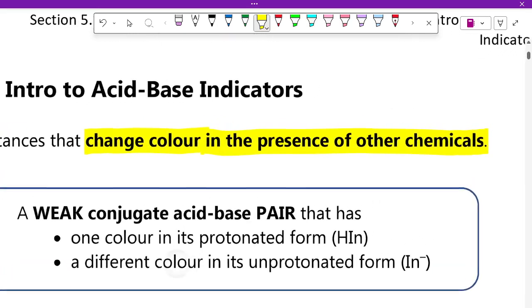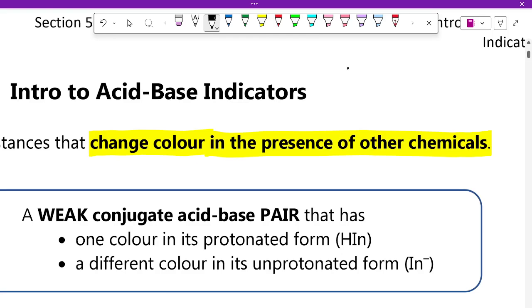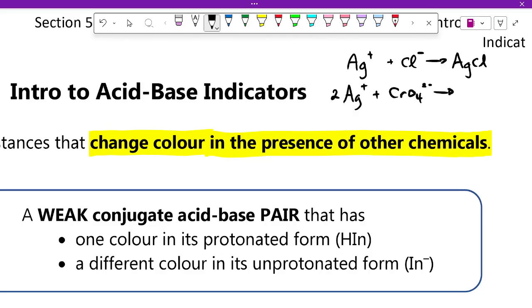So if you remember in our solubility unit, we had Ag+, which would react with Cl-, and we would be titrating the Cl with the Ag, and we'd get AgCl. And then once all the Cl was gone, Ag+ would react with chromate, which gives us Ag2CrO4, which is red. So you would see that red color as soon as all the chloride was gone.